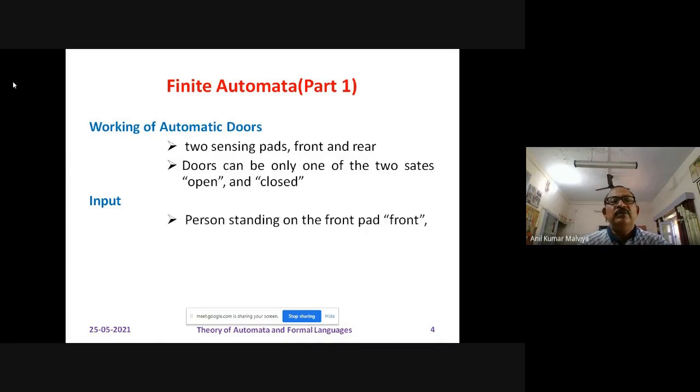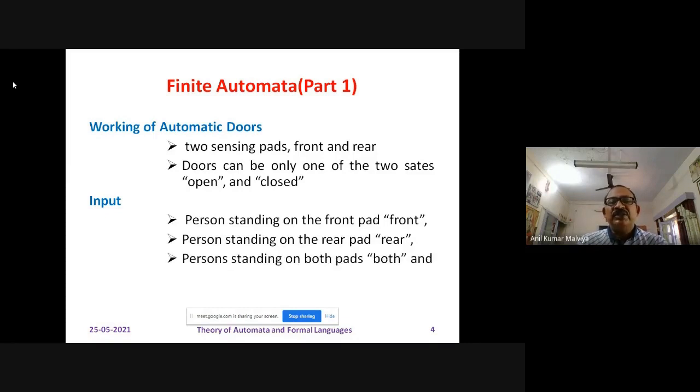Inputs to the automatic door are: a person is standing on the front pad, we take it as a front input. Person is standing on the rear pad, we take it as a rear input. Persons standing on both pads, we take input as both. No one is standing on either pad, we take input as neither.